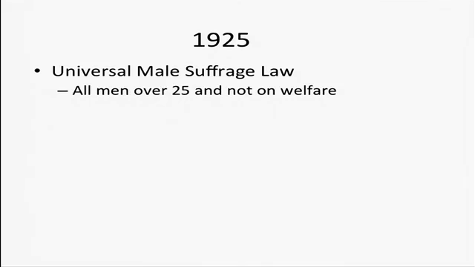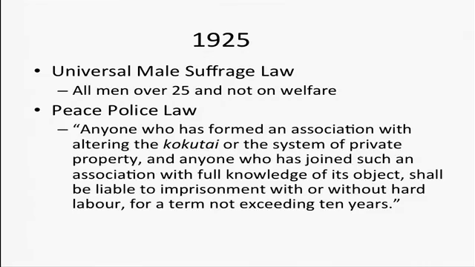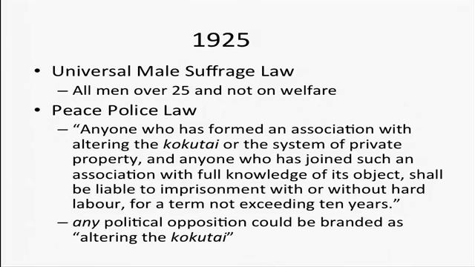But what I want to leave you with is that at the same time, the same year, they passed another law called the Peace Police Law. And the Peace Police Law, a few days later, acts to counterbalance this push for democracy. And I think it also presages Japan's shift towards the right and towards totalitarianism. Anyone who has formed an association that wants to alter Japan's national body, the Kokutai, or private property as a system, can be imprisoned with or without hard labor for as much as 10 years. And hopefully, this very open-ended phrasing makes clear that anyone who opposes those in power could be imprisoned, right?